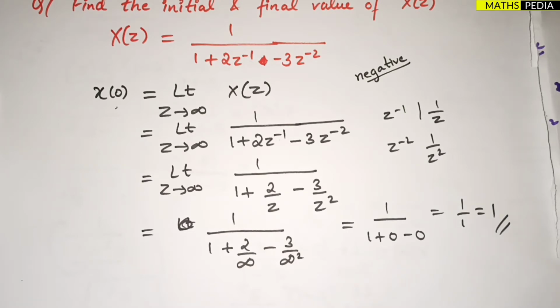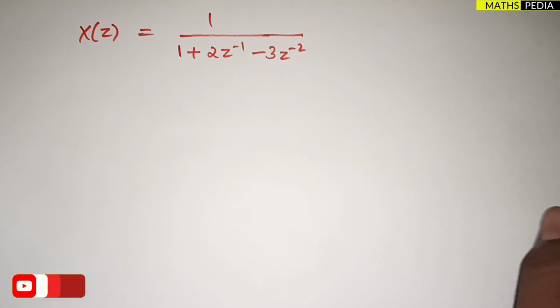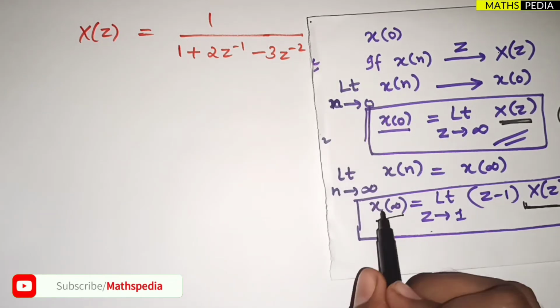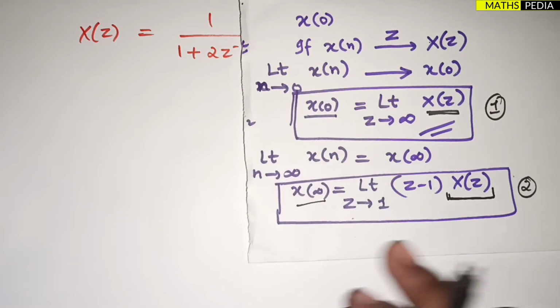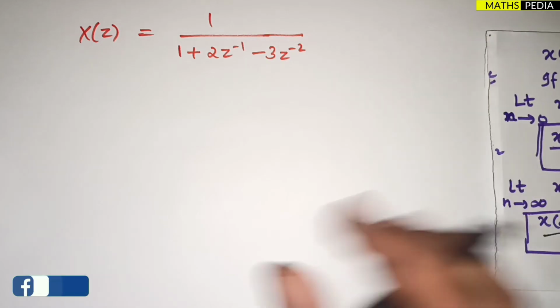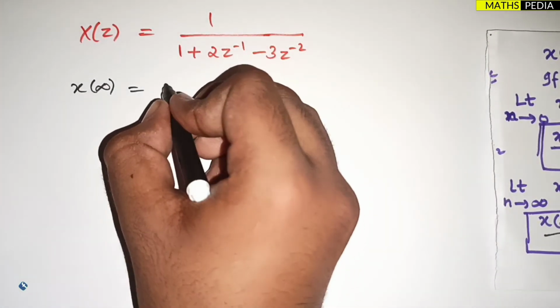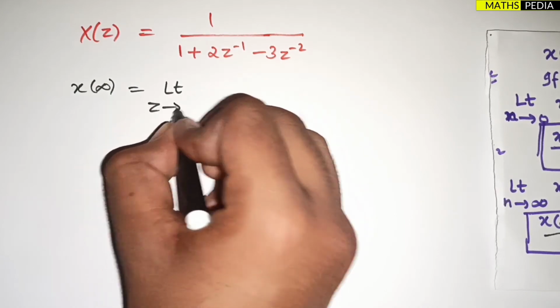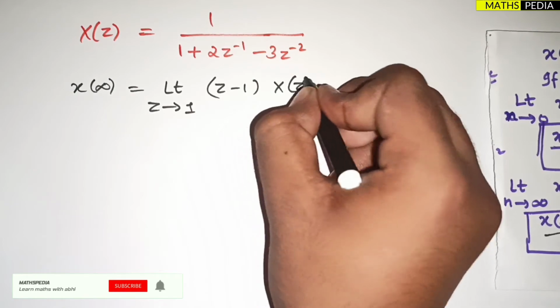So let us now find out the final value. Now for the final value, again the same thing what we have studied. The x of infinite we have to find out. We have to apply limit z tends to 1, z minus 1, x of z. X of z is given, so let us see that. So x of infinite for the final value is equal to limit z tends to 1, z minus 1, you have to multiply x of z.